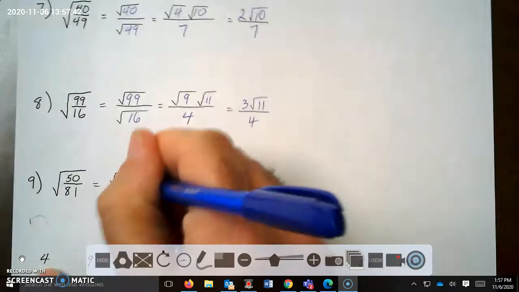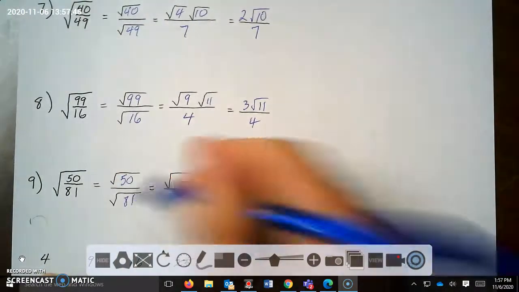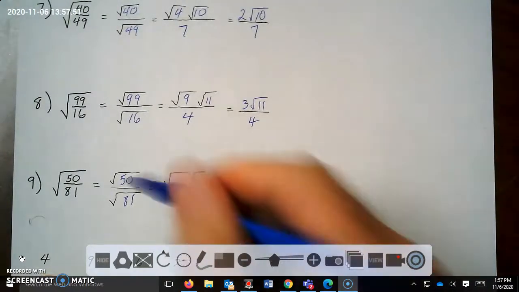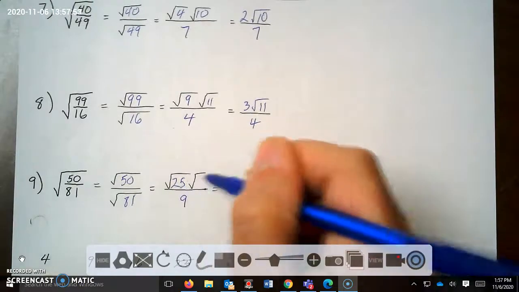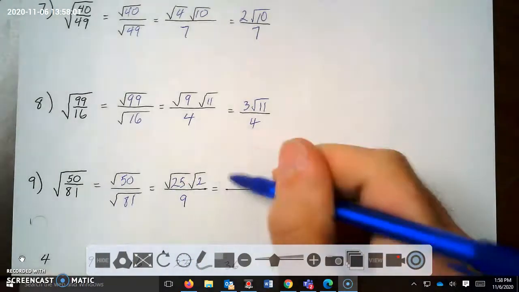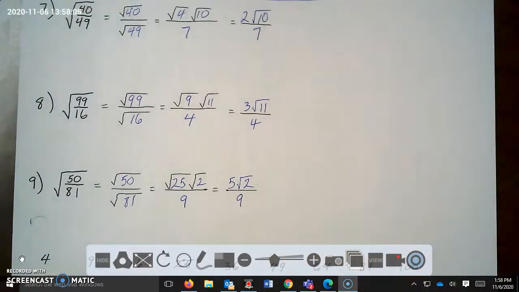Okay then, 50, 81. Just break it up. 81, the square root of 81 is 9. I'm done in the denominator. 50, 25 is the perfect square in 50. Don't divide by 2 all the time. Someone did that in the last assignment. The square root of 25 is 5. And I'm done.